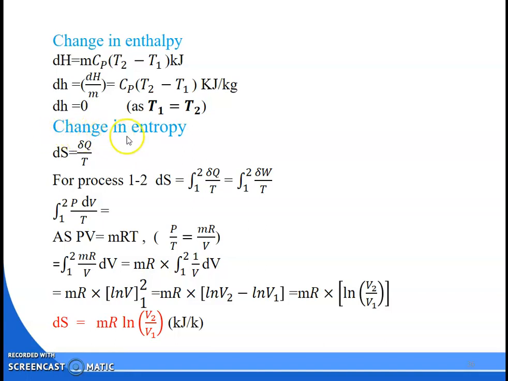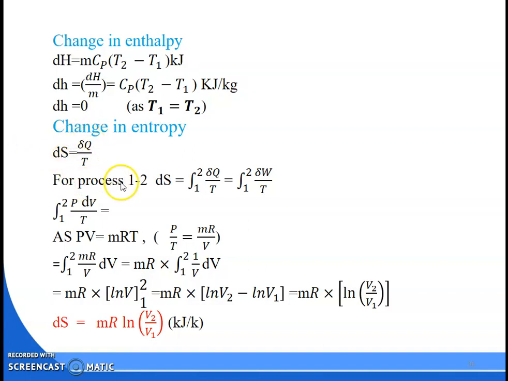So now we are discussing change in entropy. This change in entropy is for which process? That is for the isothermal process, where temperature is constant, that is T1 is equal to T2. Then what is your change in entropy? Change in entropy is equal to del Q by T.